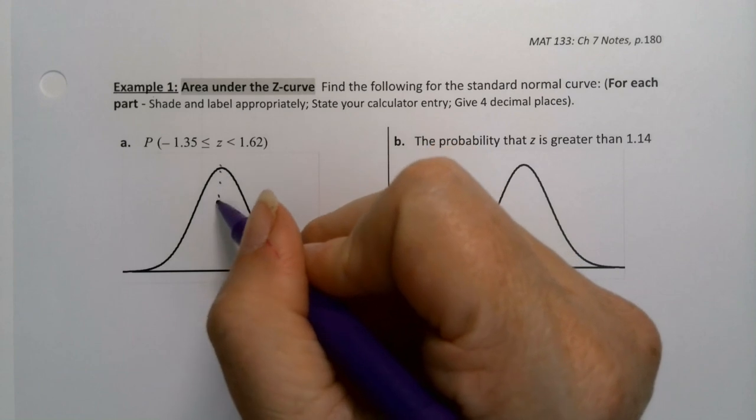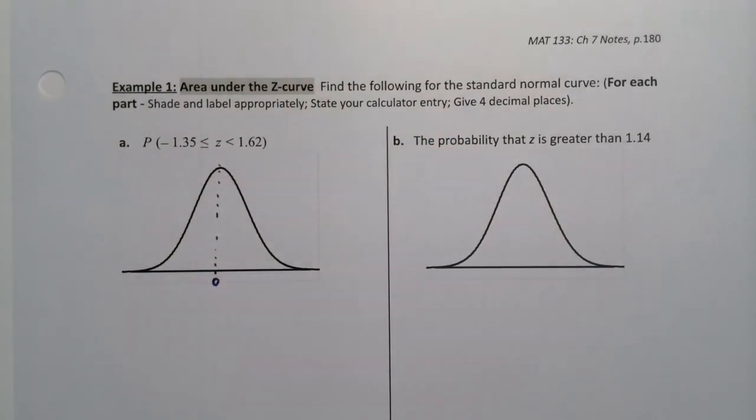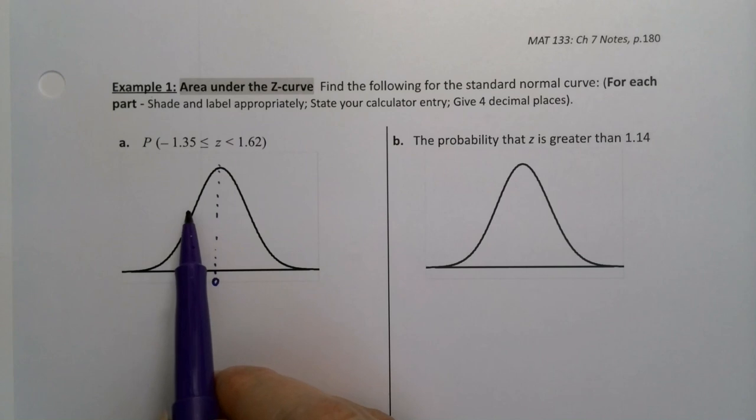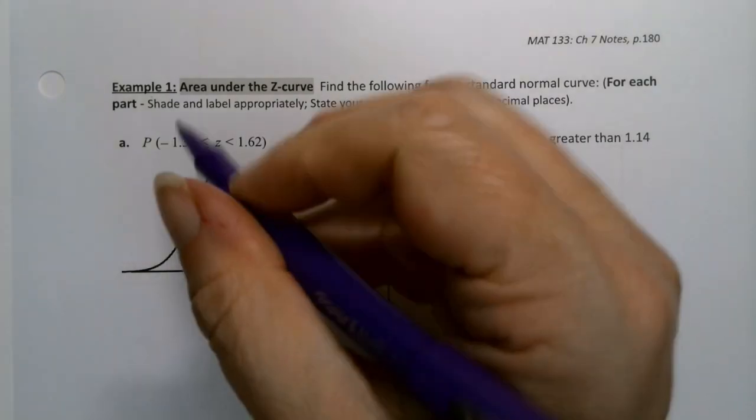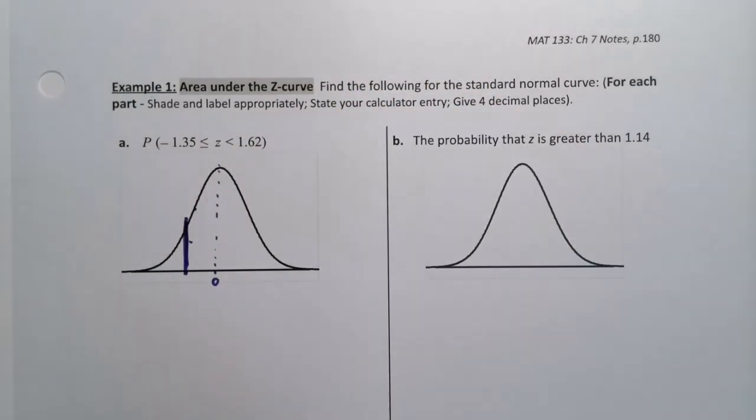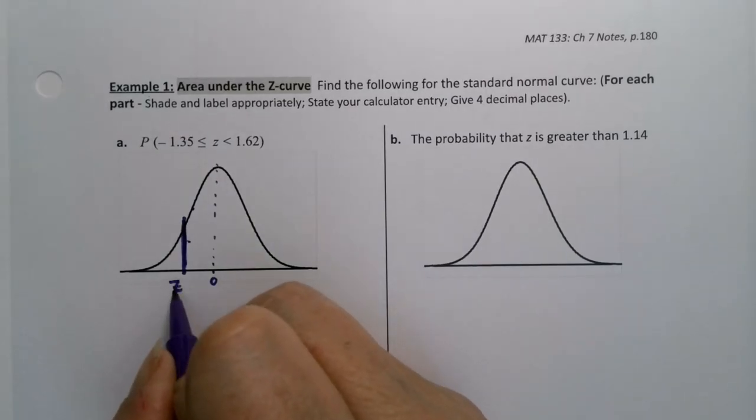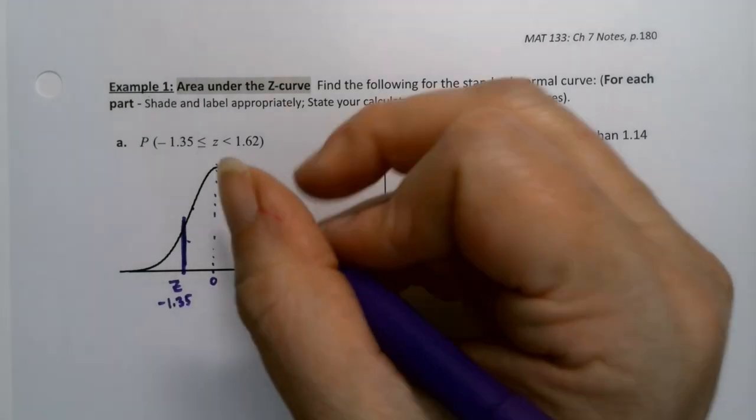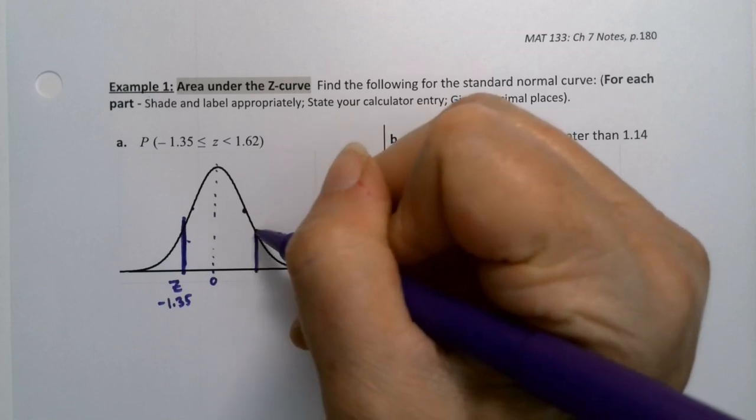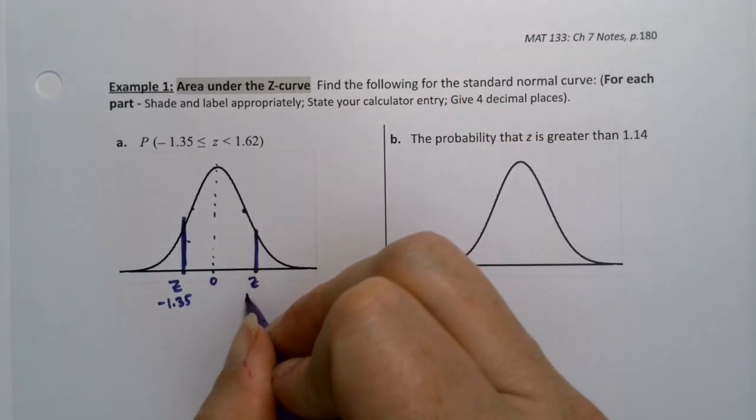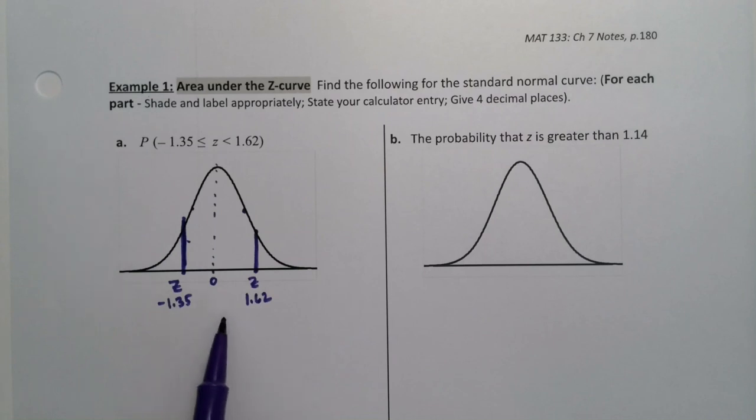Remember the center of a z-curve is 0, always. So negative 1.35, well, the inflection point's at negative 1, negative 1.35 would be, I don't know, here. I'm trying to draw that vertically. So this is z, which is negative 1.35. Then over here, the inflection point's about 1. I'm at 1.62, so a little bit further away. That's z, that's 1.62. So those are two z-scores, and what you want to know is the probability of being between the two z-scores. That's what you're looking for.